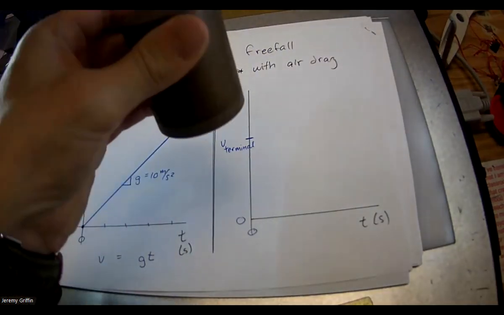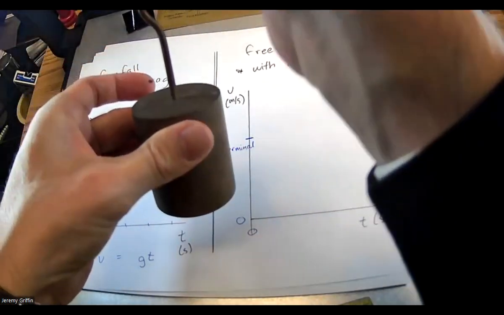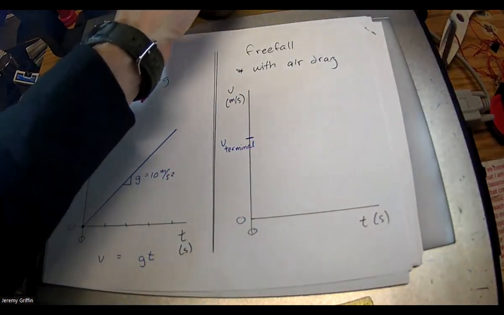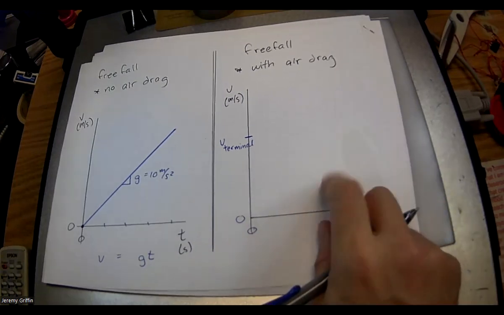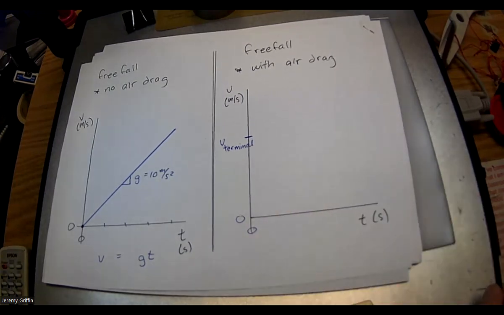So this is falling faster, faster, faster. The air drag is picking up more and more and more, right? Until at some point, finally, it reaches a state of equilibrium. It just goes down at constant velocity all the way down. Right. What's that graph going to look like?